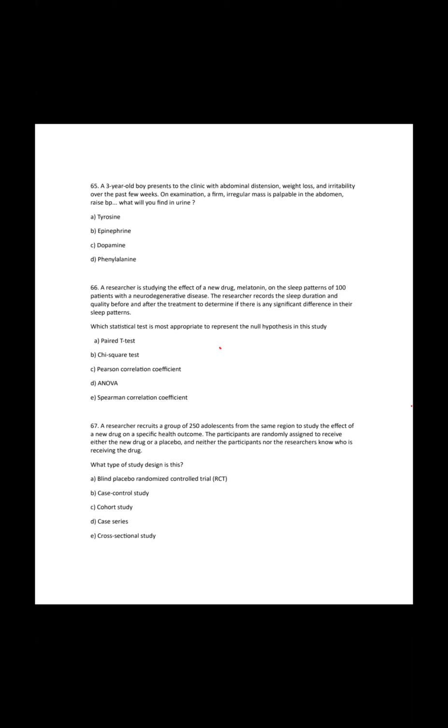Mandelic acid is one of the breakdown products of epinephrine and norepinephrine. Epinephrine and norepinephrine belong to a similar class of hormones called catecholamines. Epinephrine breaks down into metanephrine and vanillylmandelic acid, and norepinephrine breaks into normetanephrine and vanillylmandelic acid. So indirectly they are asking how the metanephrines and vanillylmandelic acid are coming. They are coming from epinephrine and norepinephrine.